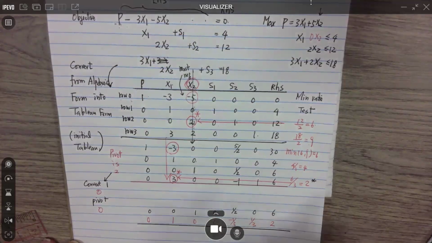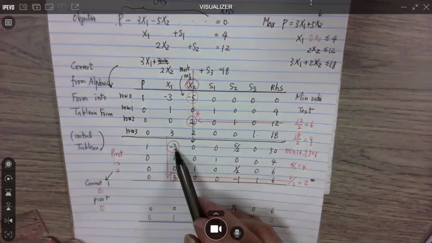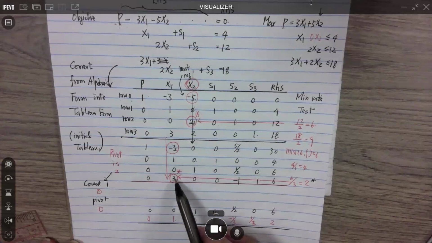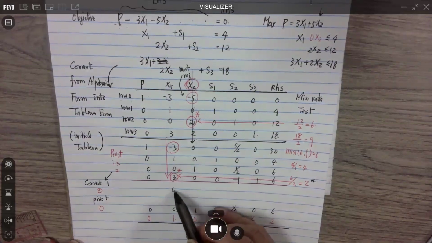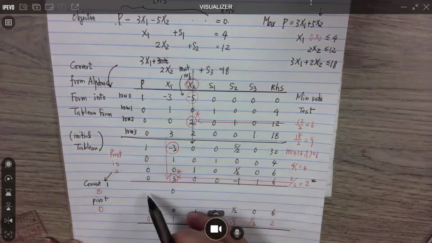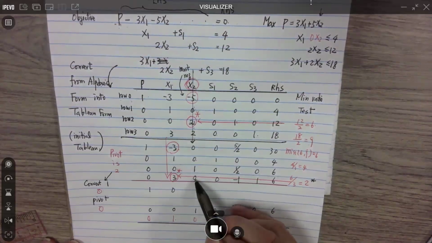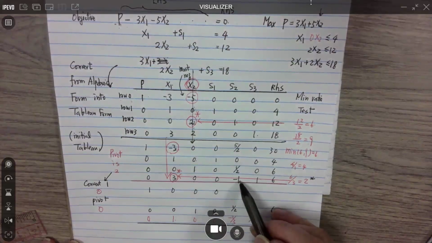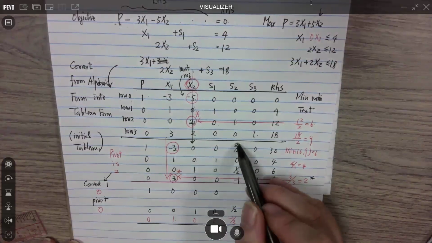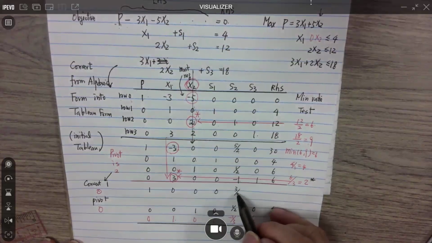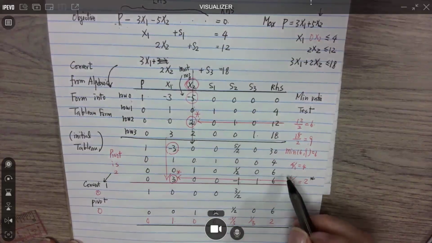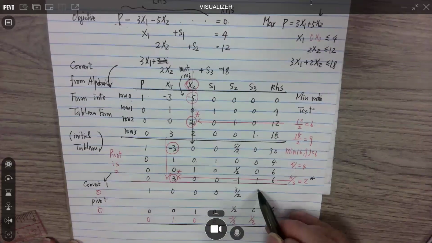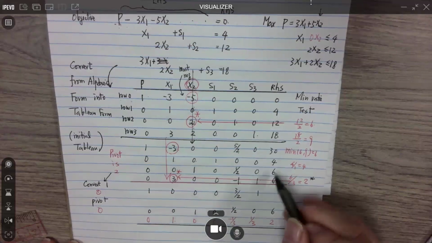Now, how can I convert this one to 0? You can use 1 times 3 add up to here, but that's a lot of work. The easiest way is times 1 add up to here, which is 0. Times 1 add up to here is what? 1. Times 1 add up to here is 0. Times 1 add up to here is 0. Times 1 to minus 1 is minus 1. Plus 5 over 3 is 3 over 2. And times 1 add up to here is 0. Times 1 add up to here is 1. Times 1 add up to here is 36.